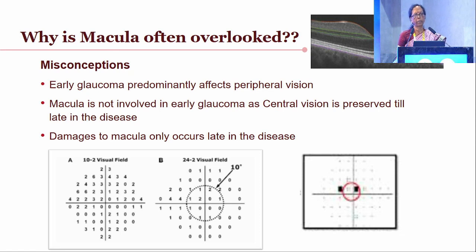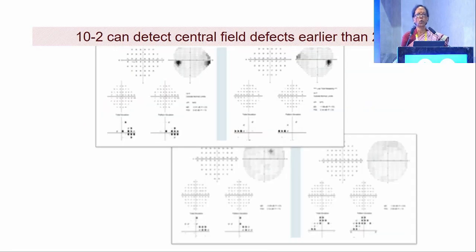And due to the advent of the newer swept source and SD-OCT, we can now do proper segmentation of the macular layers, and we can know that changes also occur in the macular area in glaucoma. So if we do only 24-2, we can miss certain field defects, which are well delineated in the 10-2. So it should be done if we suspect something is happening at the center. That I am coming to later on.